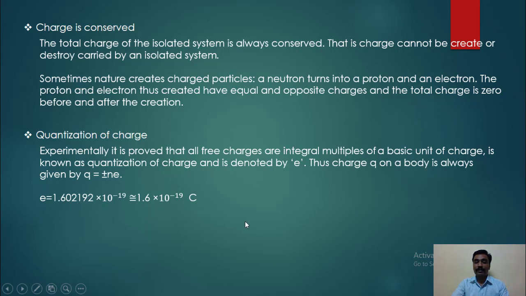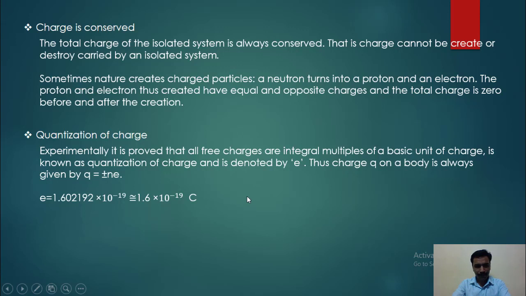Thus, a single charge has this basic value. If you want to find the number of charges on the system, this will help you. The total charge on the system, Q, is equal to N into e, where N is the number of these basic charges. Suppose 4 e are there, 4 into 1.6 into 10 raised to minus 19. 4 sixteens are 64, so that is 6.4 into 10 raised to minus 19 coulomb. That is the total charge: plus if it is a positive charge, minus if it is a negative charge.